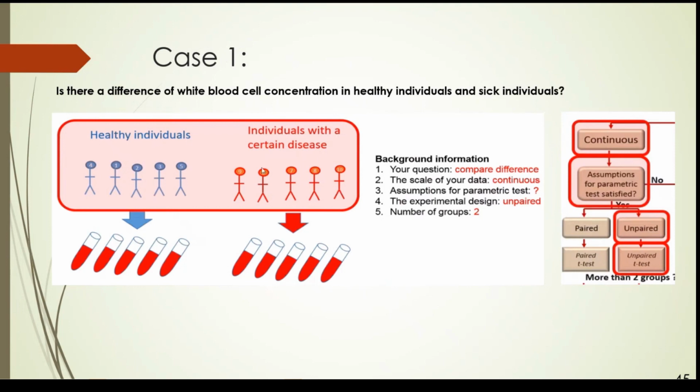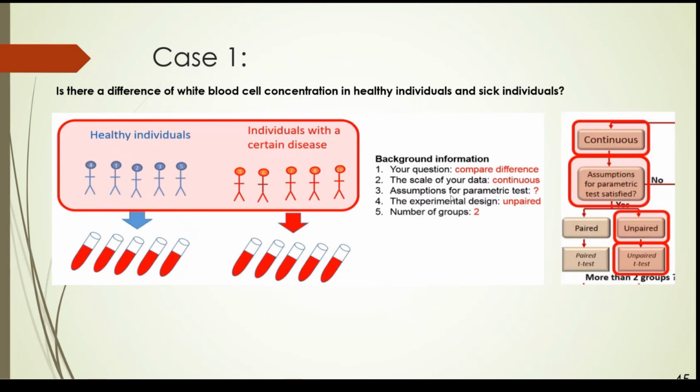So we are repeating the experiment with people who are sick and people who are not sick. We expect that people who are sick will have a higher white blood cell concentration. People who are healthy will have a much lower white blood cell concentration. So the question is, is there any difference in terms of white blood cell concentration? The data that we collect is the percentage of white blood cells. It can be 1%, 1.1%, 1.2%, 5%, 5.1, 5.2, 5.3. So the data is continuous.